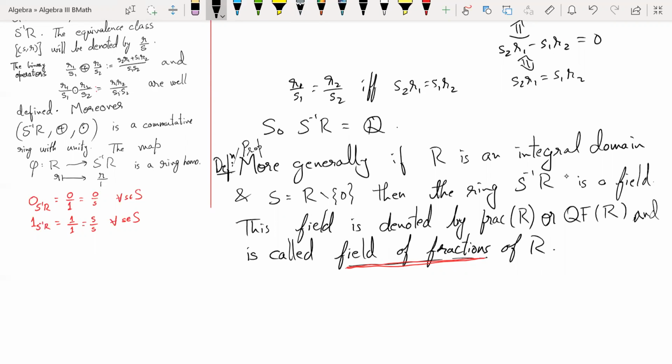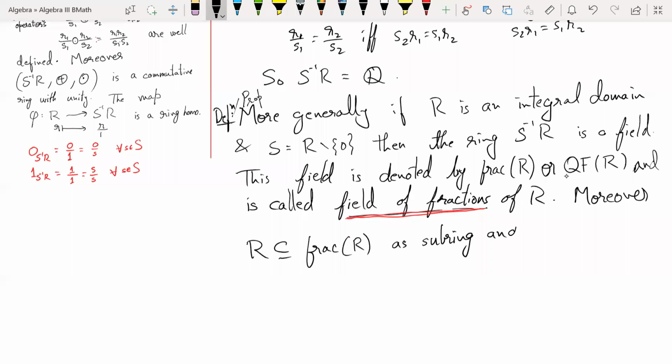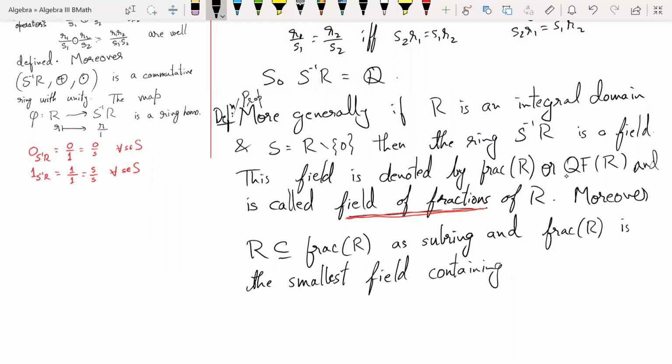So maybe I should say something more, some other characterizing property of field of fraction. Moreover, there are other ways of defining field of fraction. R is contained in frac R as a subring. So maybe this can be thought of as a full-fledged proposition then. And frac R is the smallest field containing R as a subring.